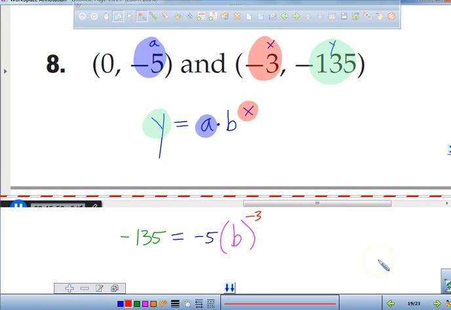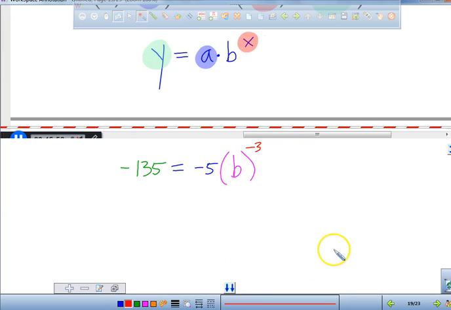Now that we have everything plugged in nice and neat, what we're going to do, everybody, is solve for B. Now, here are the steps to solve for B, in case you need to rewind this and watch it. The very first thing that you're going to do is you always divide both sides by whatever you had for A. So our A value was -5, so I divide both sides by -5.